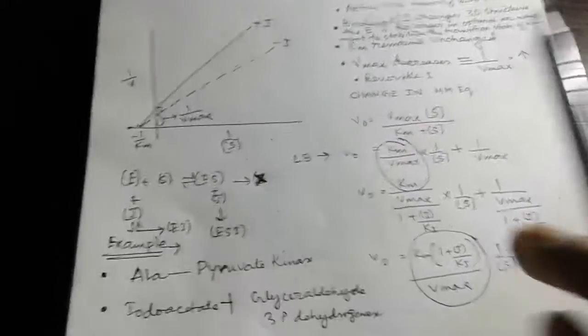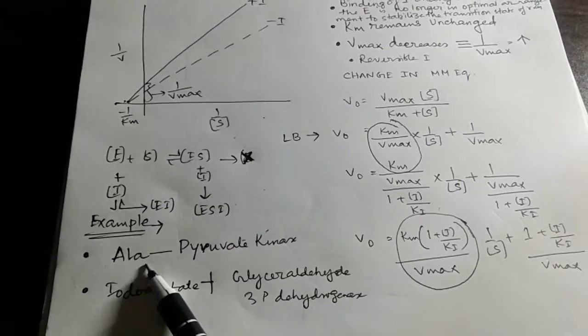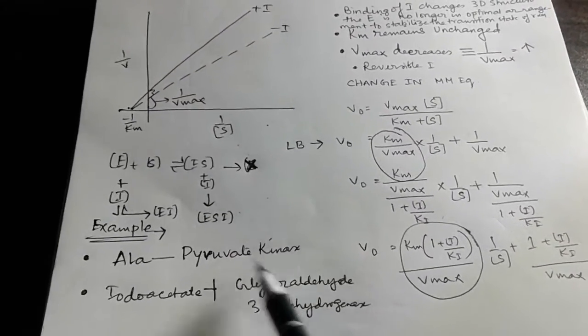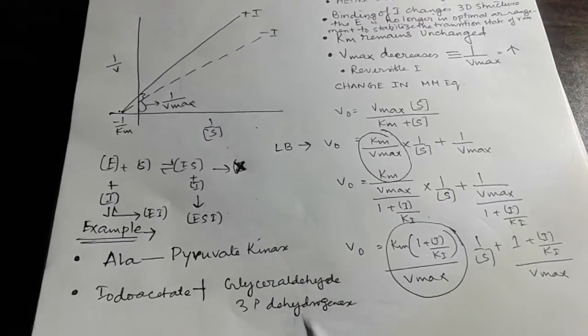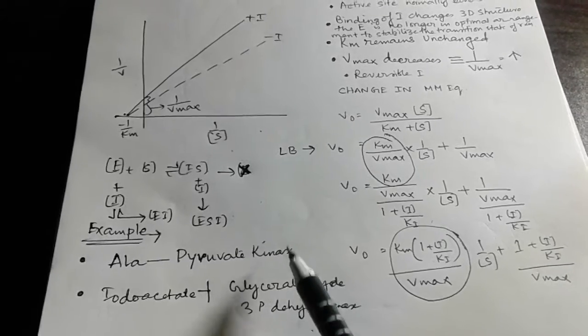Now coming to the example, alanine is the inhibitor of pyruvate kinase and iodoacetate is the inhibitor of glyceraldehyde 3-phosphate dehydrogenase. Both these enzymes are involved in glycolysis.